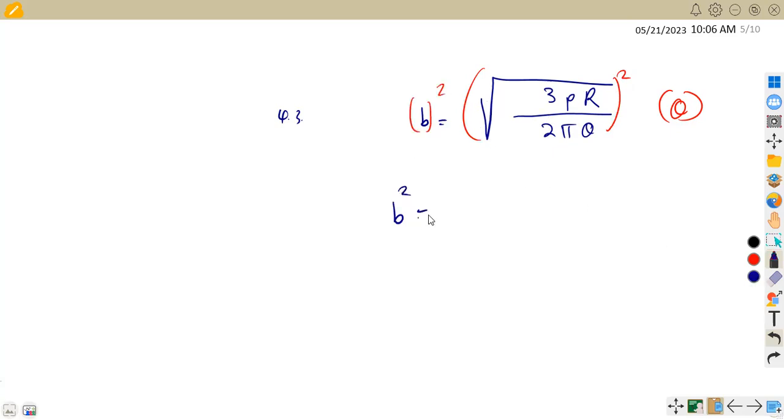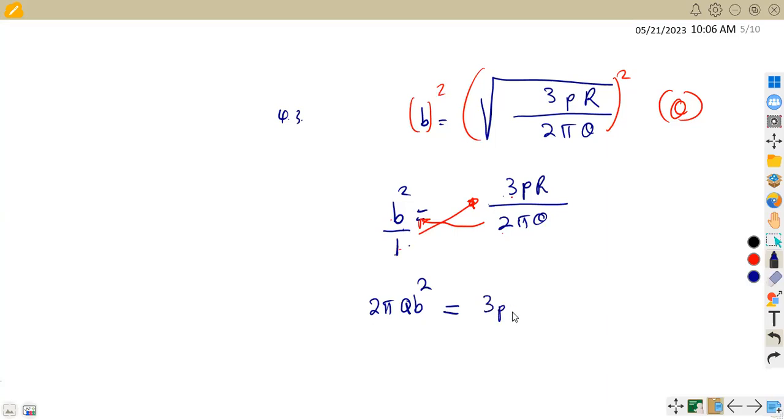So that's b squared is equal to 3pr over 2 pi q. If you check, you've got a fraction, and this is a single term which can be written over 1 to make it a fraction. So we can remove fractions by cross multiplying. Here, 1 is going to multiply this side, and b squared is going to multiply 2 pi q. So this is going to be 2 pi q times b squared, which is equal to 1 times 3pr, which is 3pr.